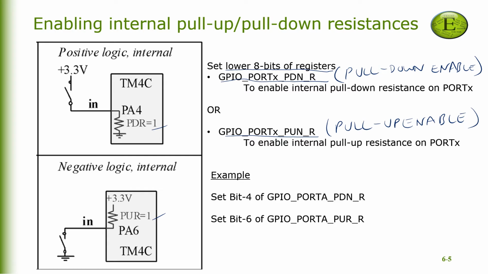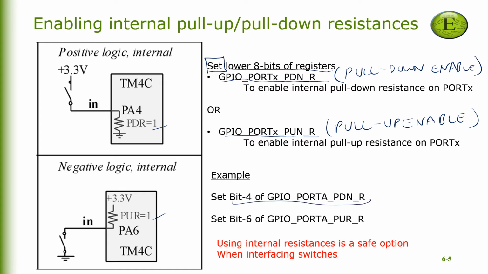Only the lower 8 bits are required to be set or reset. For example, in the first case, if we are interested in enabling the pull down resistance corresponding to pin number 4 on port A, then we are going to set the 4th bit of the pull down enable register.